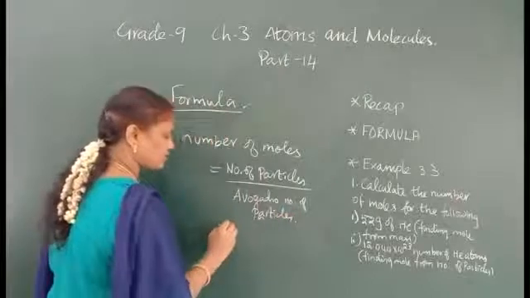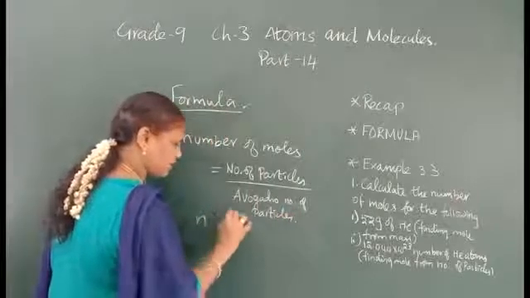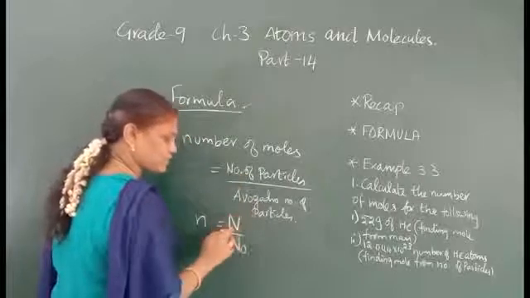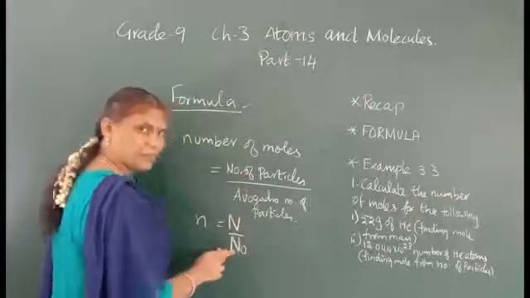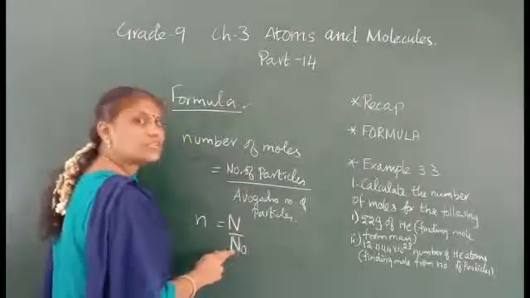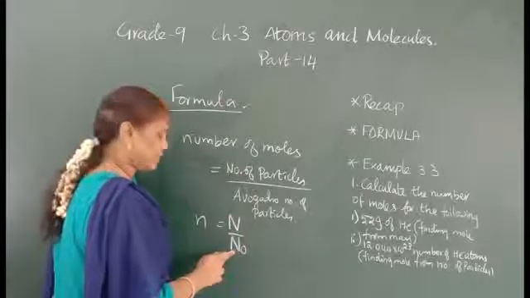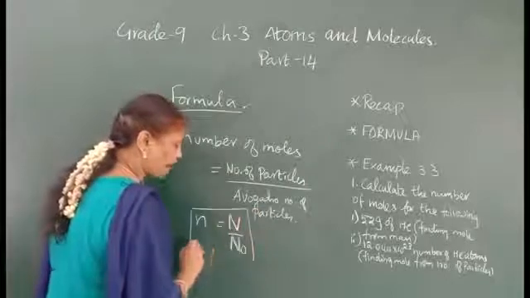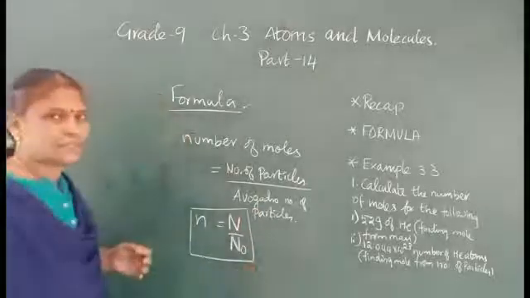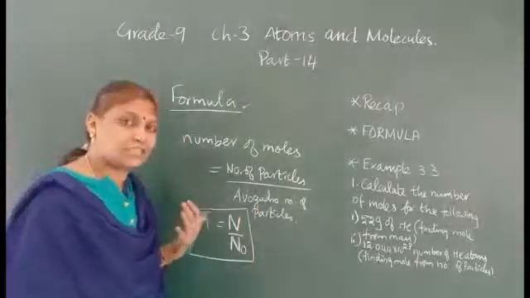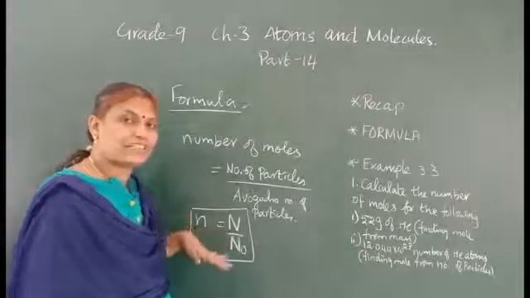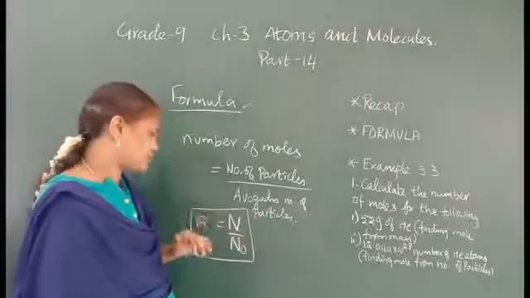What is that? n is equal to N by N naught. So they will give particles, and we know the Avogadro's number of particles, that is 6.02 into 10 to the power 23. Then we can find the number of moles of particles. See the question? That one I have said is mass. This one is number of particles, number of moles present in the particles. Okay, that we will see now.